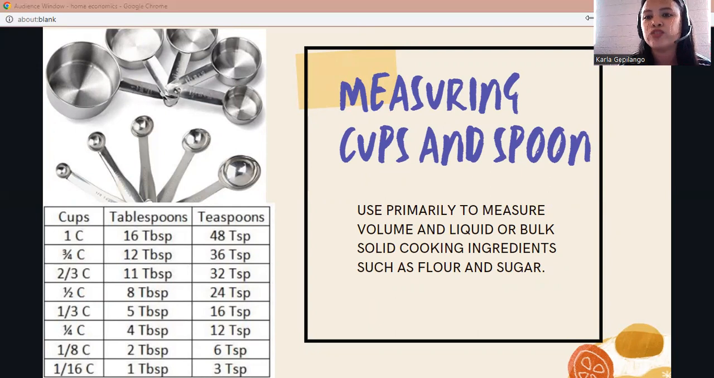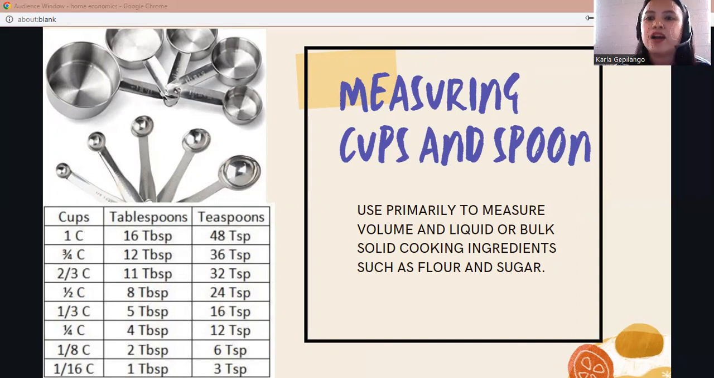So you can use measuring cups when you measure. You really have to measure your flour, your sugar, and other ingredients when it comes to cooking and baking. And so with the teaspoons or the spoons, here are the different table conversions of cups to tablespoons to teaspoons. I want you to take note of this because we will be having this in our exam.